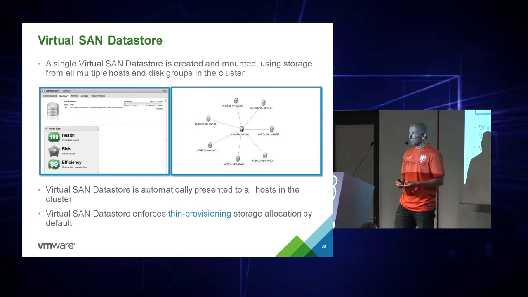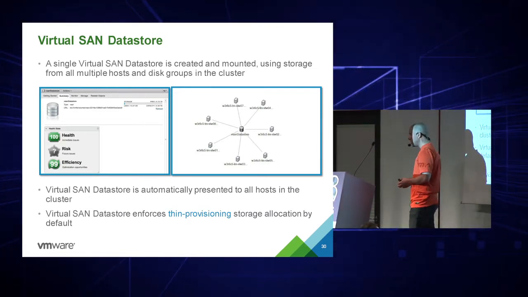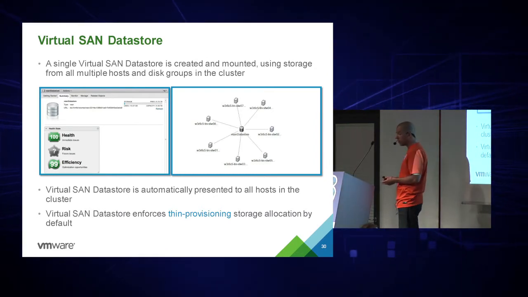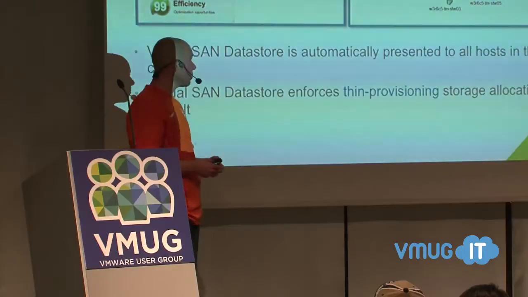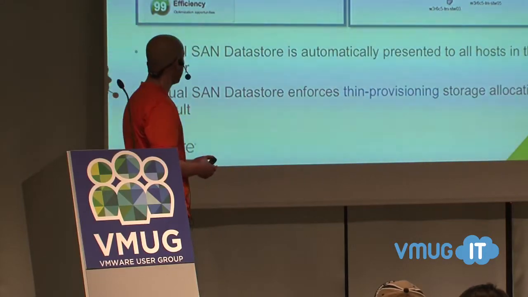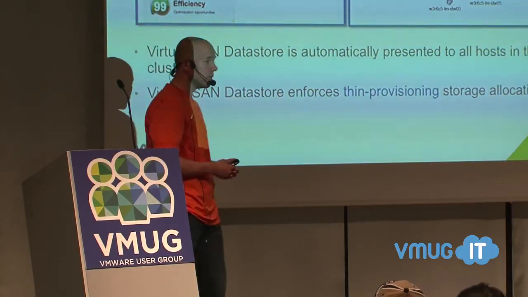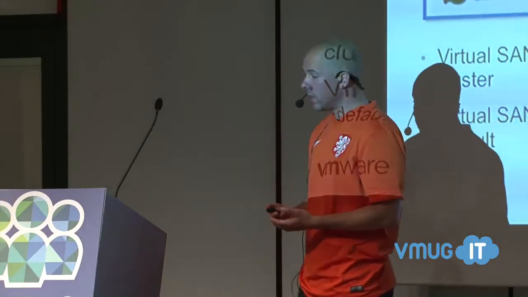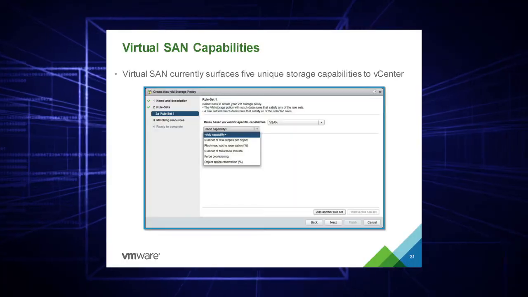So it will show you what the flash capacity is. It will show you what the capacity is of the virtual SAN environment itself. And if you have something like VCOps, it will integrate with VCOps as well and will tell you what the health is, for instance, and what the efficiency is of your VSAN data store. So it looks like a regular data store, and that's the key thing to remember.